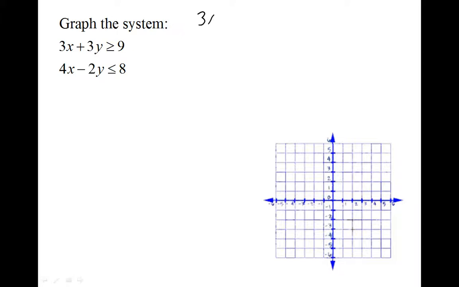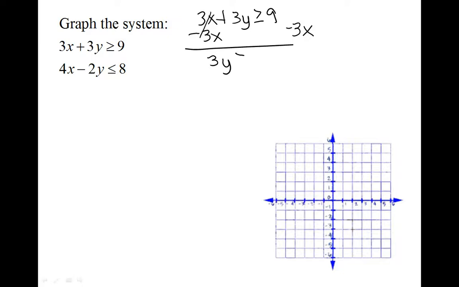I have 3x plus 3y greater than or equal to 9. Let's go ahead and subtract 3x from both sides. So I have 3y greater than or equal to negative 3x plus 9. Divide by positive 3, positive 3, positive 3. Good. So there's no need for me to flip my inequality because I just divided by a positive. So I have y greater than or equal to negative 1x, right? I don't really need my negative 1. Negative x plus 3. Okay?